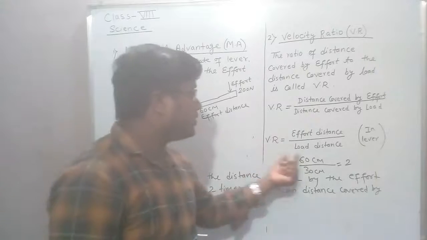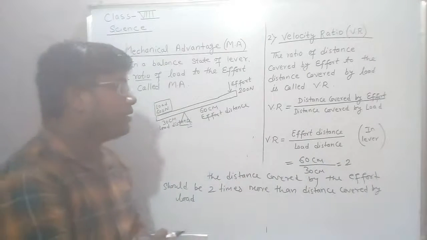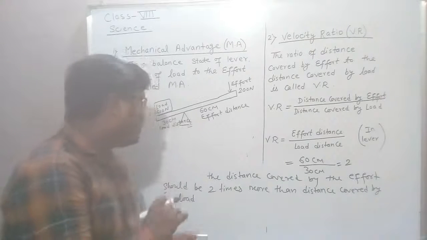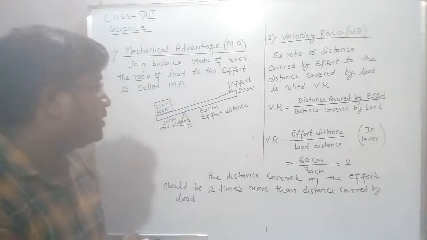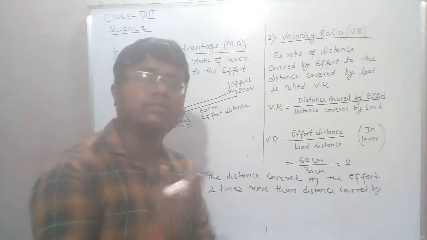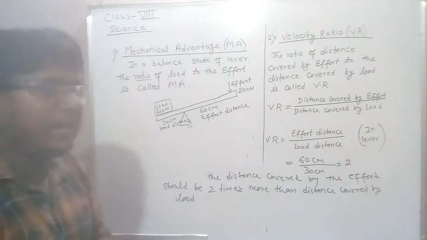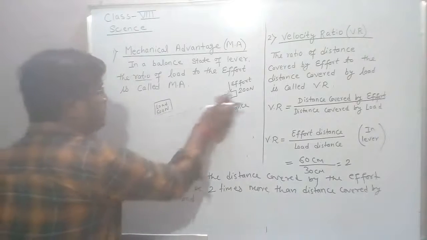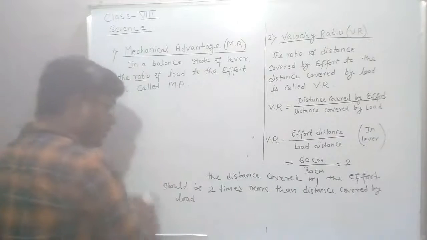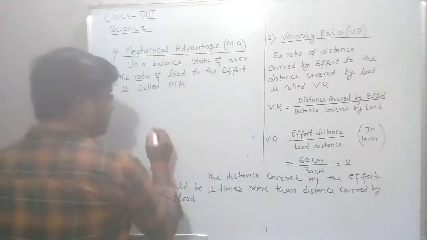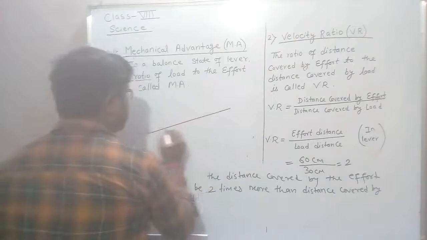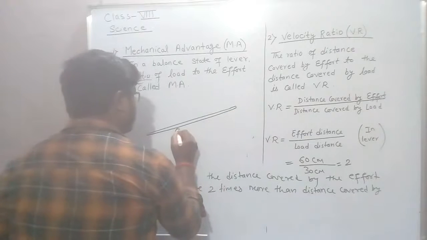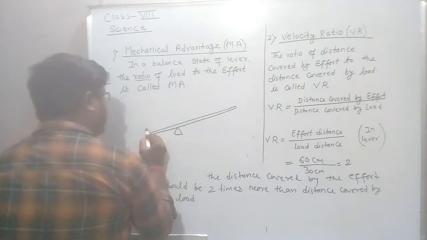Velocity ratio 2 means the distance covered by effort should be 2 times more than the distance covered by load. Sometimes in such questions, the figure may be given to you in this way. Suppose this is the initial condition of your lever, and the load is here.